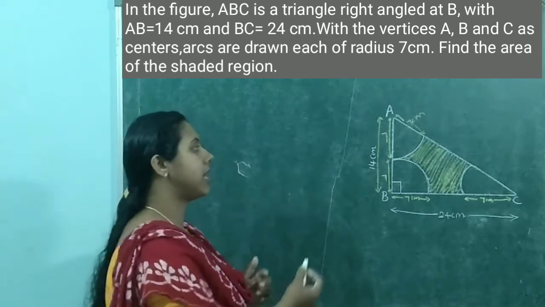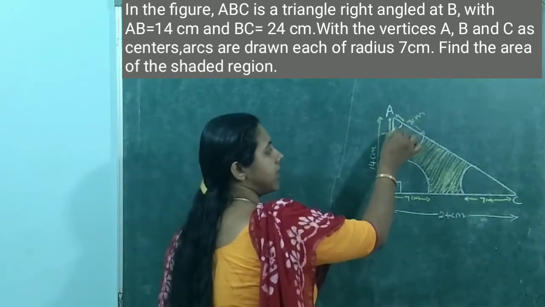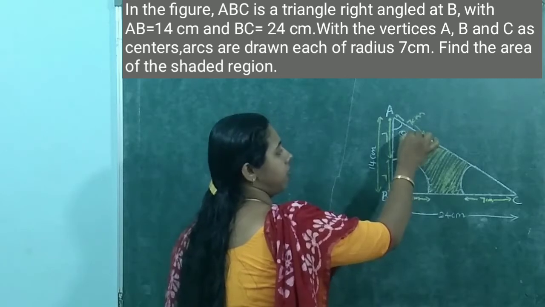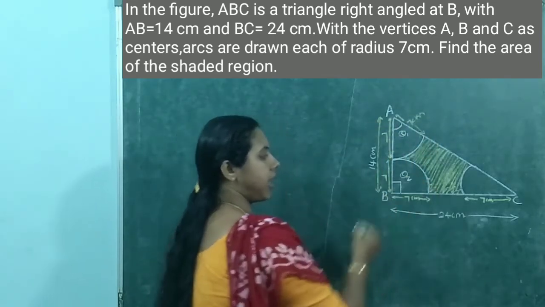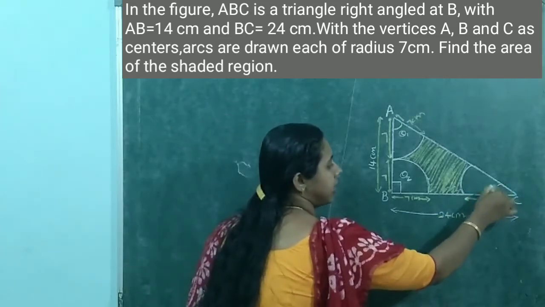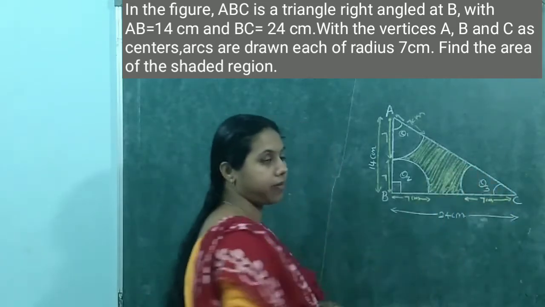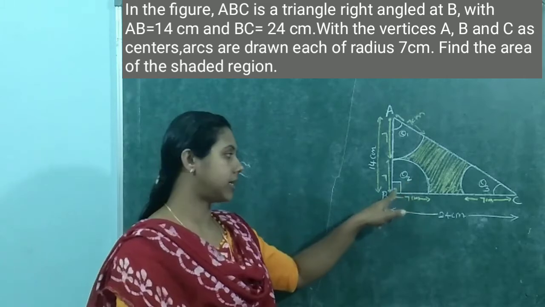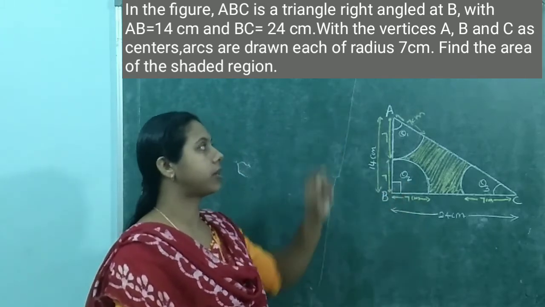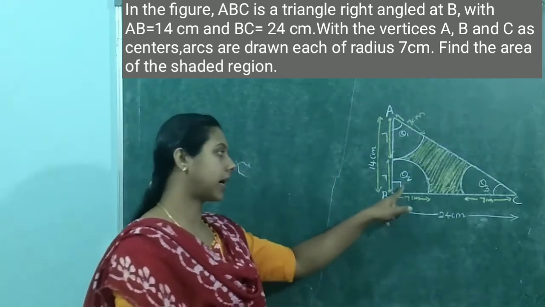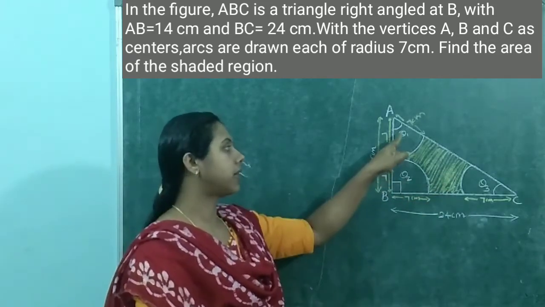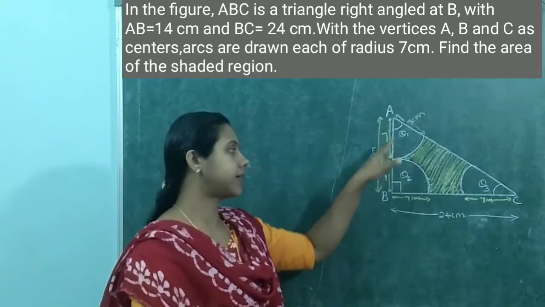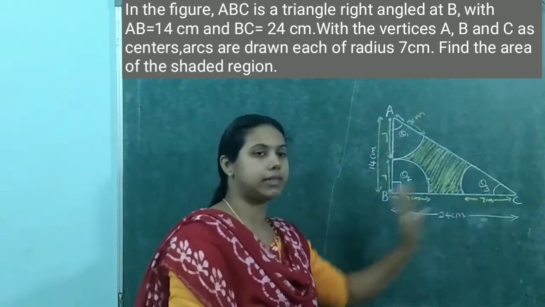So let us take each center angle as theta 1. This you can write as theta 2. This angle you can take as theta 3. But we know this theta 2 is equal to 90 degrees. It's given, right angle at B. So this angle is 90 degrees. The other two angles we don't know. So we can consider all these angles as theta 1, theta 2 and theta 3.